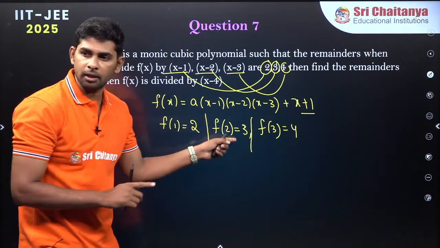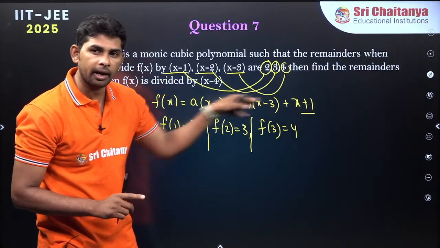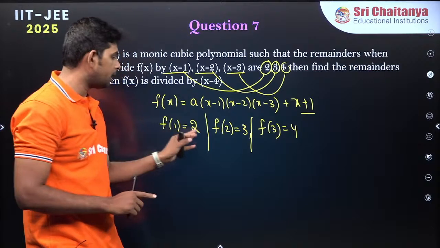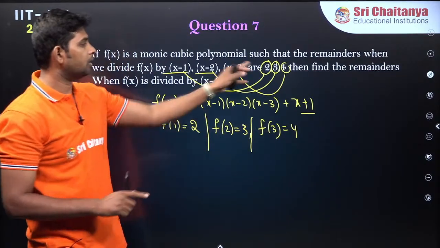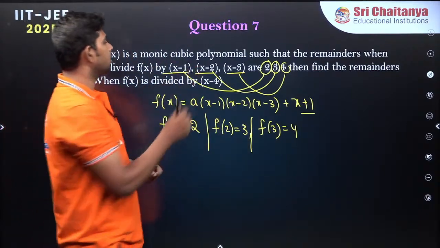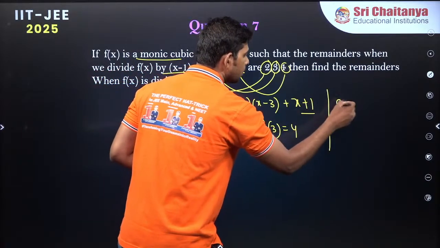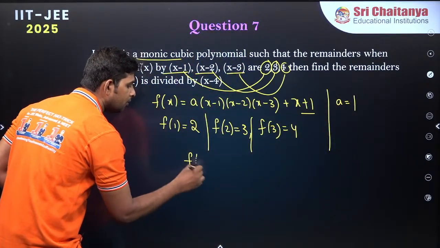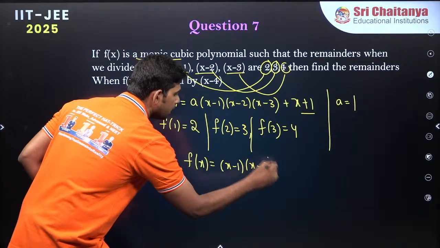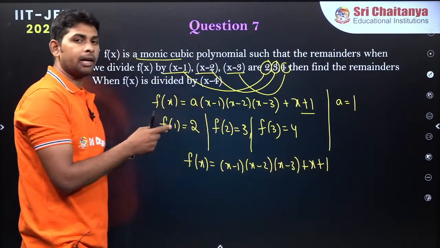F of 2 is equal to 3. F of 3 is equal to 4. You can check that. If I substitute in this, it satisfies all the conditions. So all the remainders are x plus 1, because every remainder is increased by 1. That's what I am taking here. Now, what is A equal to? It is a monic polynomial, as I have already given. Whenever it is monic, A is equal to 1. So our polynomial f of x is going to be x minus 1, x minus 2, x minus 3, plus x plus 1. Now this satisfies every condition that they have given.